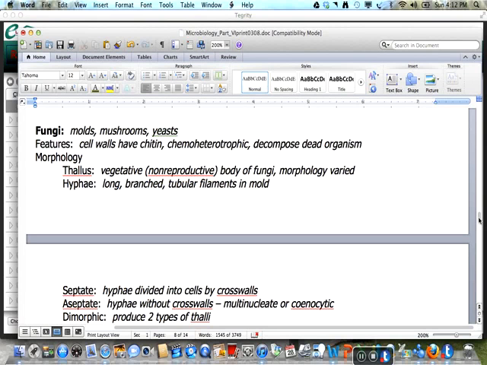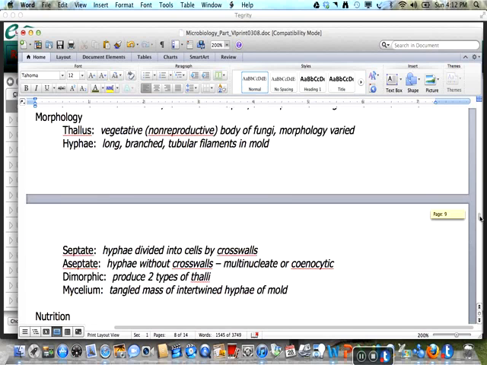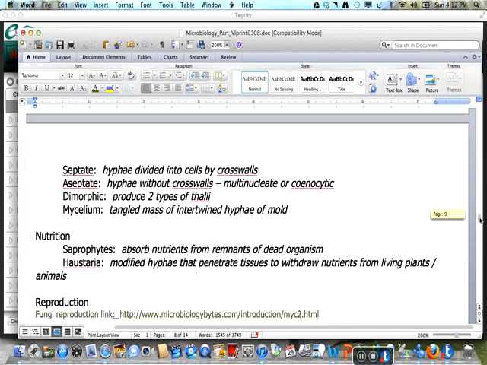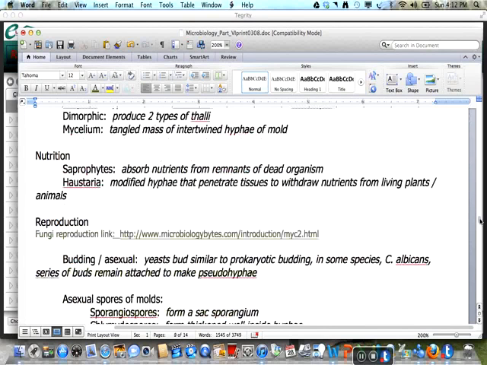The hyphae are long-branched, tubular filaments in mold. They are said to be septate when the hyphae are divided into cells by cross walls. They are aseptate if the hyphae do not have cross walls and instead are multinucleate or coenocytic. Some are dimorphic and produce two types of thalli. The mycelium is a tangled mass of intertwined hyphae on mold. This is what appears as the fuzzy part of mold. So with them being dimorphic, it can make identification of them require a little bit more memorization.